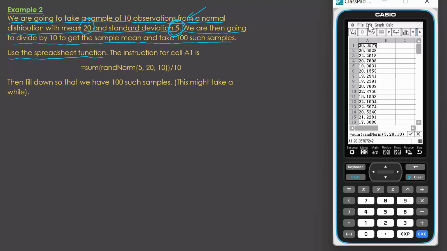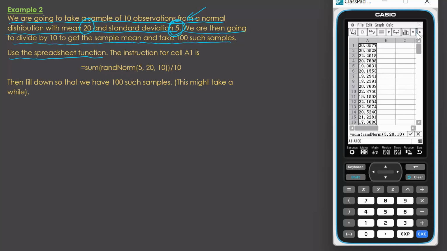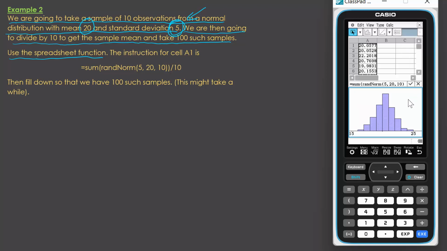And then we want to just select that range, so A1 to A100. And then we would like a graph of that. And let's go for this histogram here. And you can see it is nicely centered around 20.